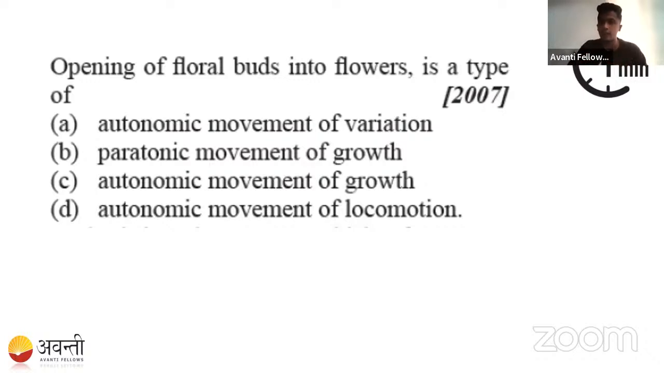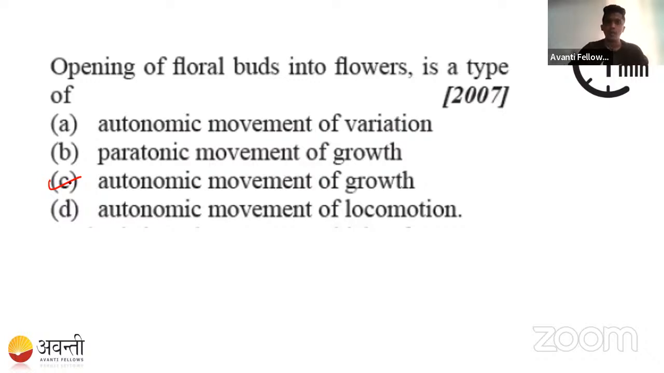The leaves or the sepals that are below grow faster compared to the apical parts. So here it leads to the elongation of the leaves towards the upward direction. There are many examples of autonomic movement of growth, which includes epinastic movement of growth, which helps in elongation of the sepals and opening of the petals. So the option is C.